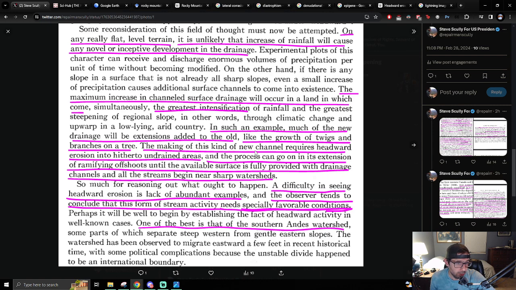The making of this kind of new channel requires headward erosion into hitherto undrained areas, and the process can go on into it. That's probably why this is not really accepted in modern science, because they're like, dude, this is cut into mountains in a straight path, pretty much. If it's just erosion, it's cutting through mountains. It's not going to go around. Sure, there's drainage into the area, but to create that is a big ask. Without the flood involved, that's a big ask.